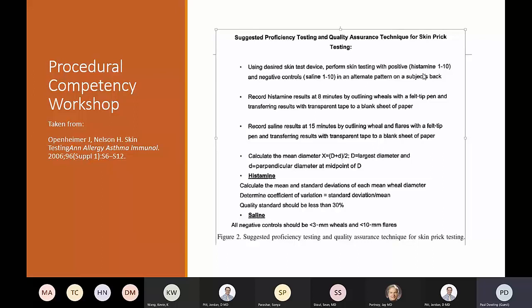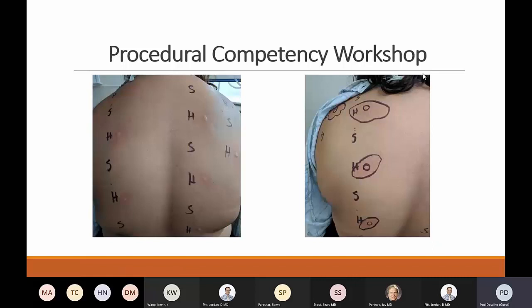This is an example from one of the fellows' backs from about 3 or 4 years ago. As you can see on the left, there's saline and histamine that are spaced out. You can see the histamine is lit up there and the saline is really not doing anything. Then the wheal and flare of the reactions to the histamine are outlined, and someone would come and put layered Scotch tape over that, press it against the back, and then lift it up and transfer it to a white piece of paper so they can do accurate measurements from that.